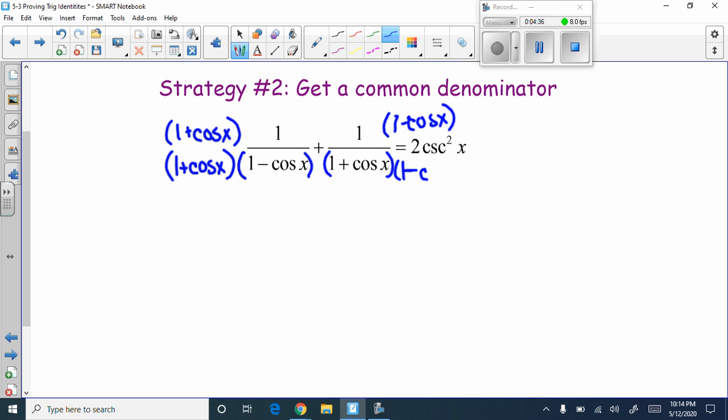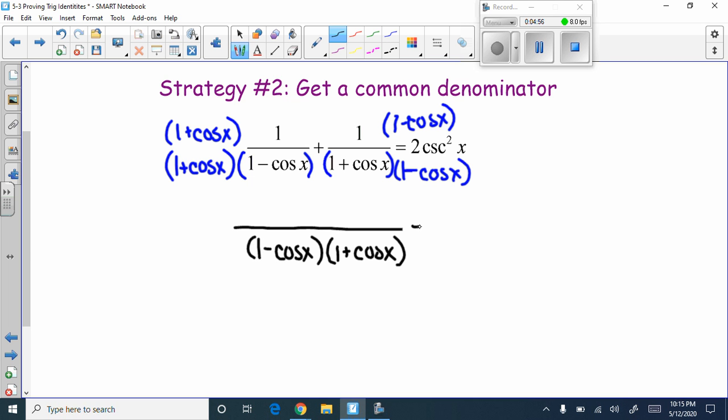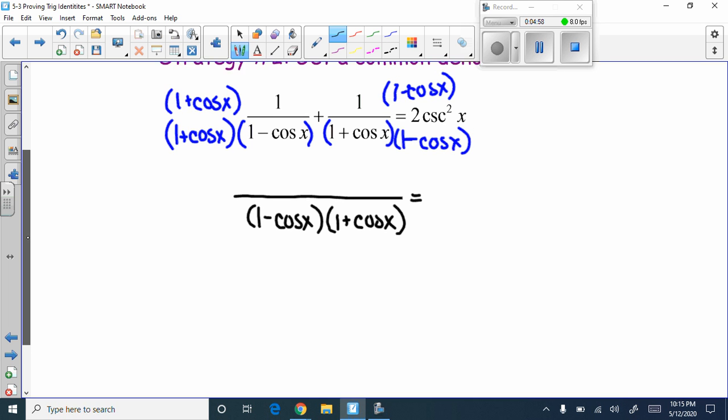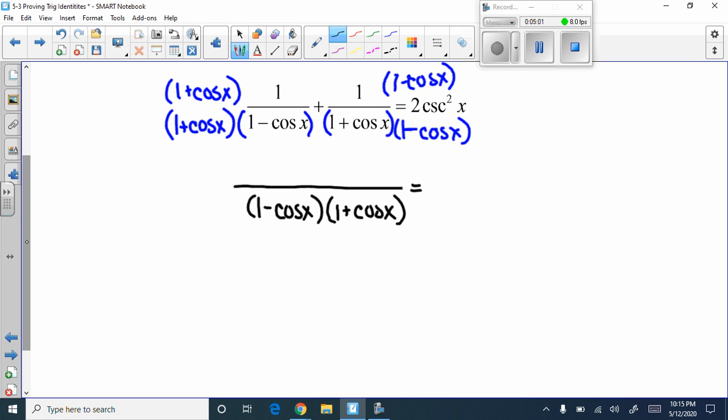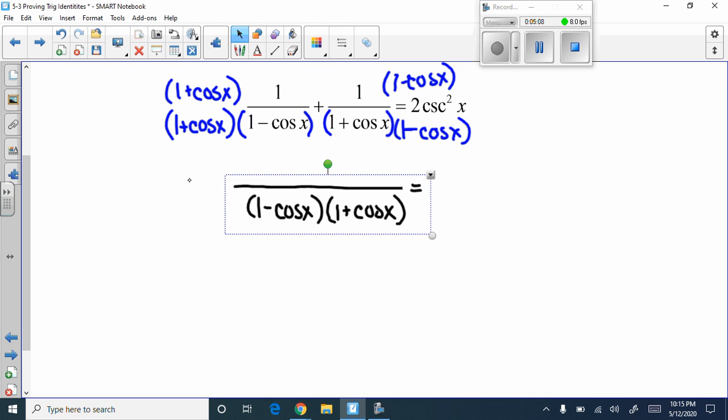Let's see, minus. This seems to be the more complicated side, so that's why I'm working with the left-hand side. So my common denominator here is going to be 1 minus cosine x times 1 plus cosine x. Before I start multiplying this out, I'm going to leave it in factored form because you never know, you might have factors that cancel. All right, so I multiply this out here on the top, and we are going to get, one second.